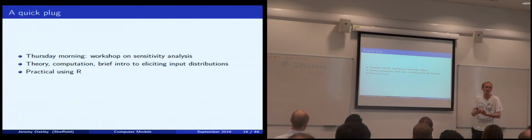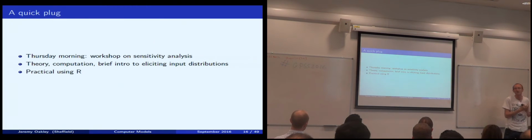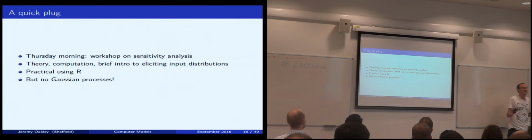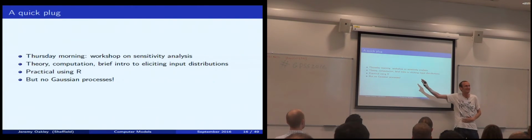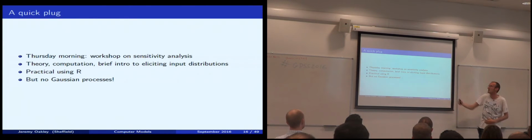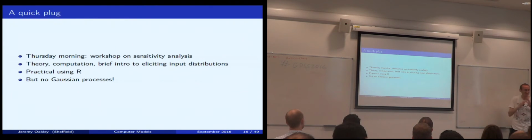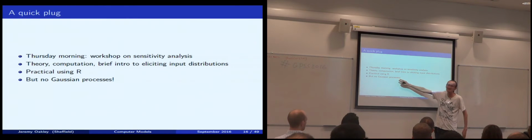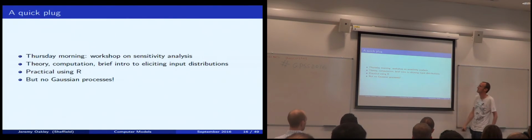We'll show you how to do computation, a little bit about how you might construct input distributions from expert judgment, and then we'll do implementation using R. However, there's not going to be any Gaussian processes, so if you come here specifically to learn about Gaussian processes, don't come to this. But if you're interested in the sensitivity analysis problem, we're going to give you more of a grounding in how to do it. And as I said, it just turns out that often there are faster, simpler ways than using GPs for that particular problem.